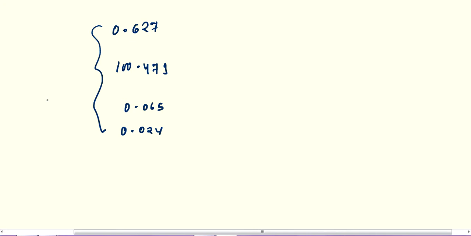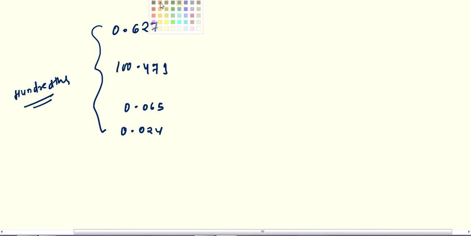Now next is 0.627, 100.479, 0.065, 0.024. Now we have to round off these decimal numbers to the nearest hundredth.